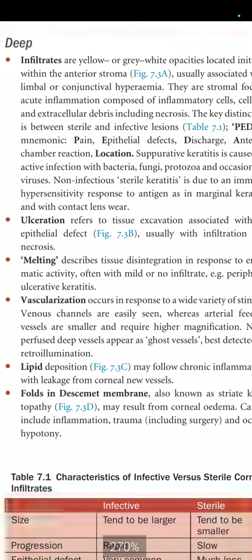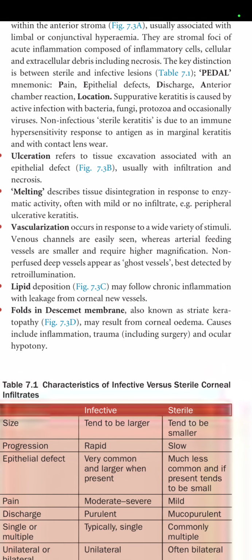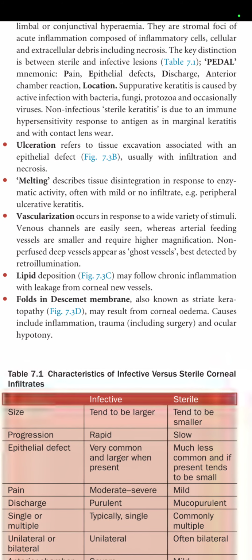Next is vascularization. Vascularization occurs in response to a wide variety of stimuli. Venous channels are easily seen, whereas arterial feeding vessels are smaller and require higher magnification. Non-perfused deep vessels appear as ghost vessels, best detected by retroillumination.